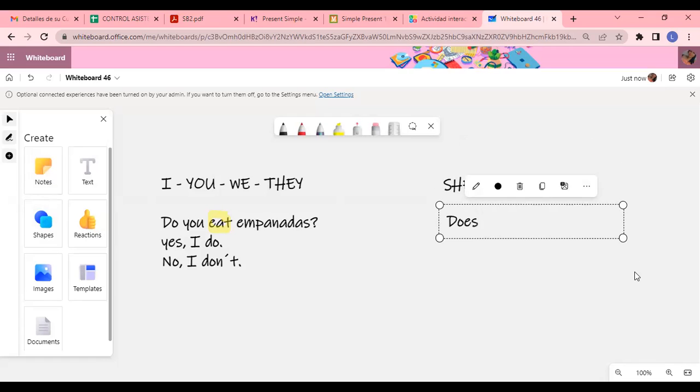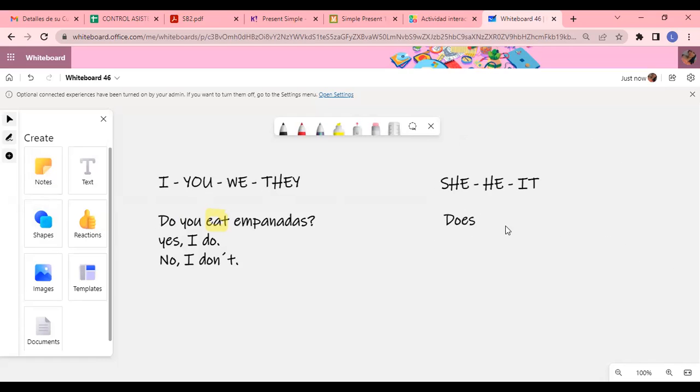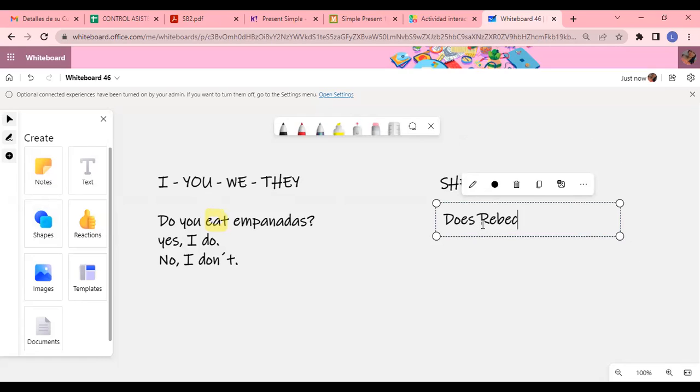Does. Okay, and then we use a subject, right? Y después utilizamos cualquiera de estos sujetos, o podemos utilizar también un nombre. Por ejemplo, puedo decir, does Rebecca, y ahora una acción. Can you give me one action, please? Un verbo.